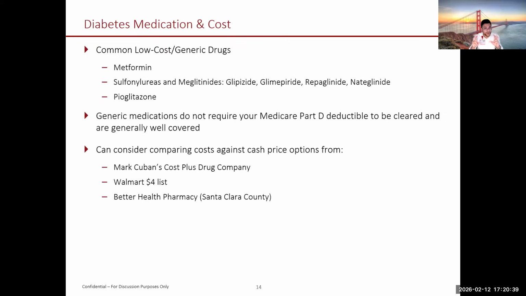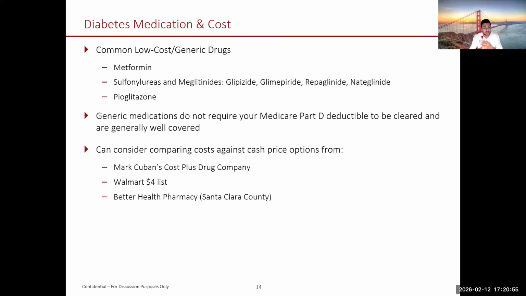Walmart has what they call the $4 list, although I will say not many medications are $4 on there anymore. They can be 4, they can be 10. If you want a 30-day supply, they can be a little bit more. But generally, a very competitive cash price for generic medications.